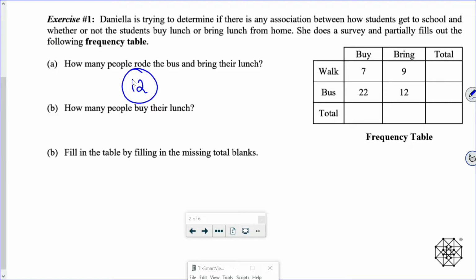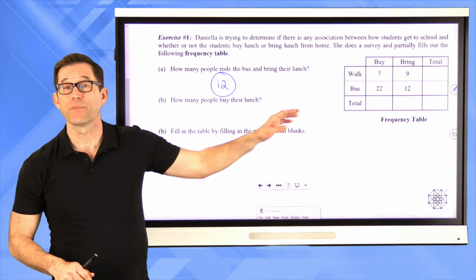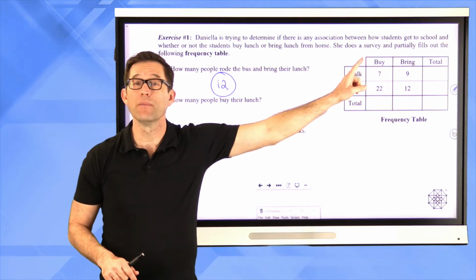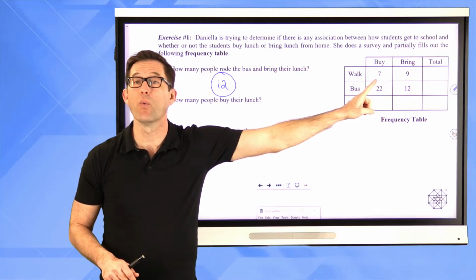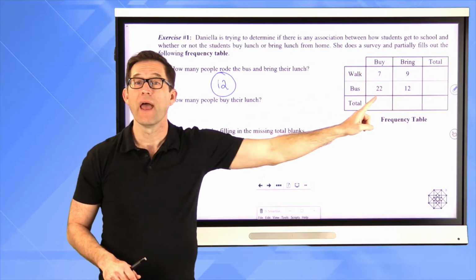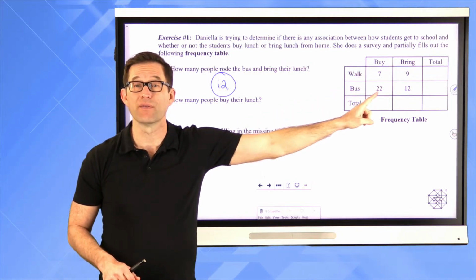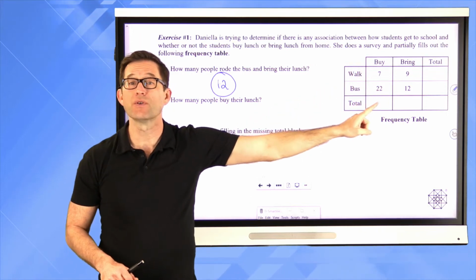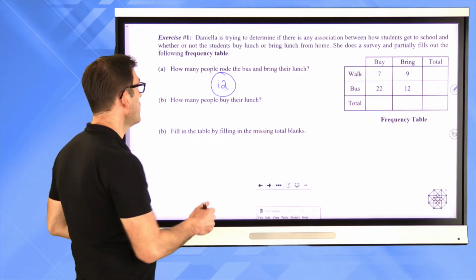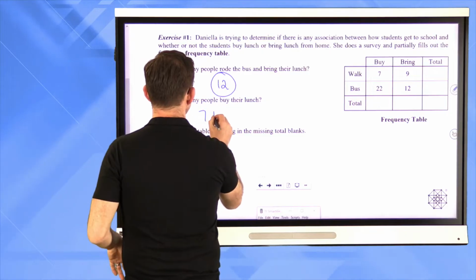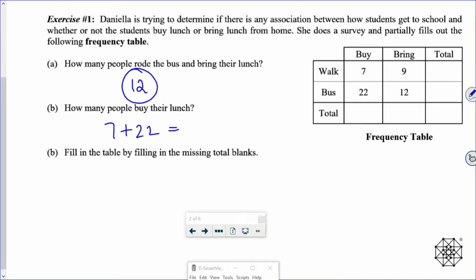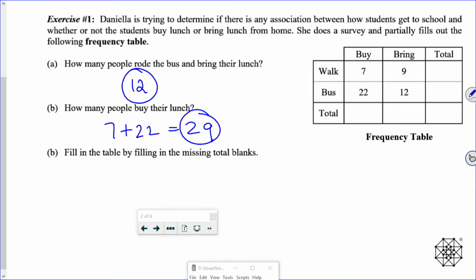Let's take a look at letter B. How many people buy their lunch? Well, here we have to do a little bit more work because there are 7 people who walk to school and buy their lunch, and there's 22 people who take the bus and buy their lunch. So in total, there are 29 people who buy their lunch, right? 7 plus 22, there's going to be 29 people that buy their lunch.